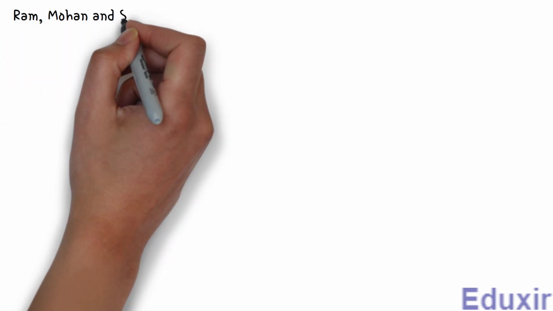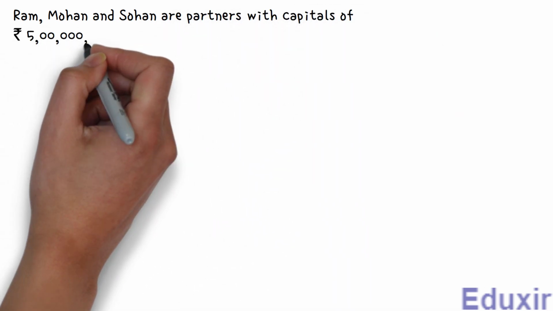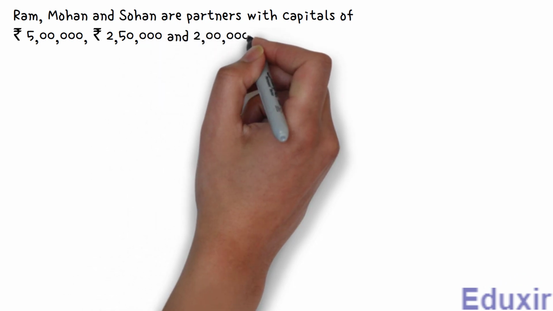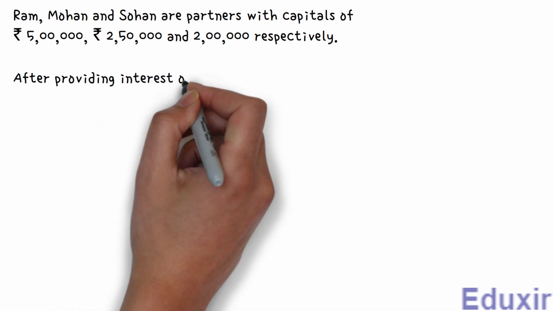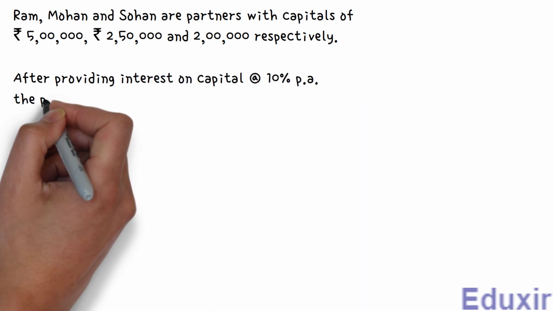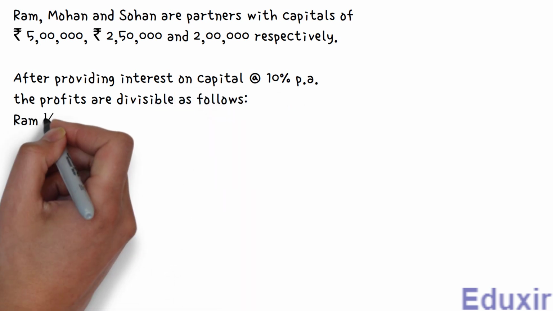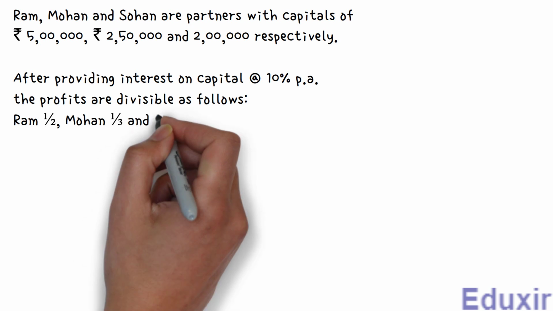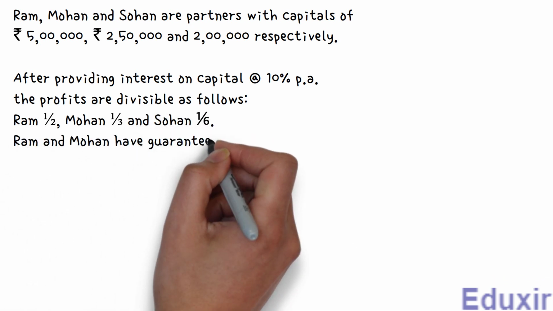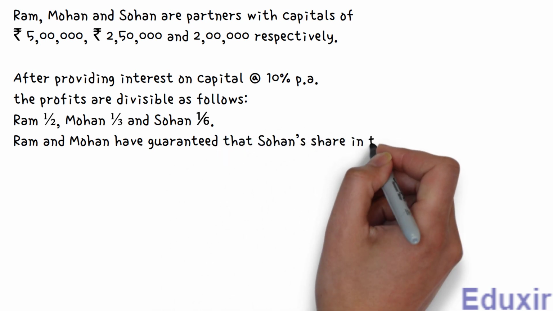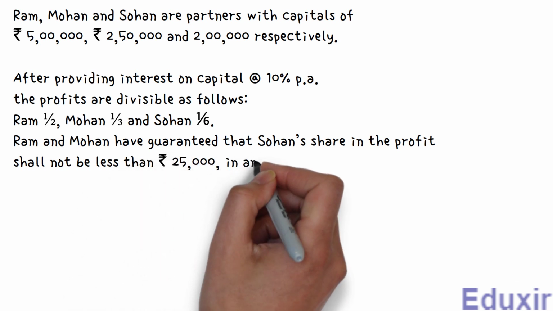Ram, Mohan and Sohan are partners with capitals of 5 lakh rupees, 2,50,000 rupees and 2 lakh rupees respectively. After providing interest on capital at the rate of 10% per annum, the profits are divisible as follows: Ram 1 by 2, Mohan 1 by 3 and Sohan 1 by 6. Ram and Mohan have guaranteed that Sohan's share in the profit shall not be less than 25,000 rupees in any year.